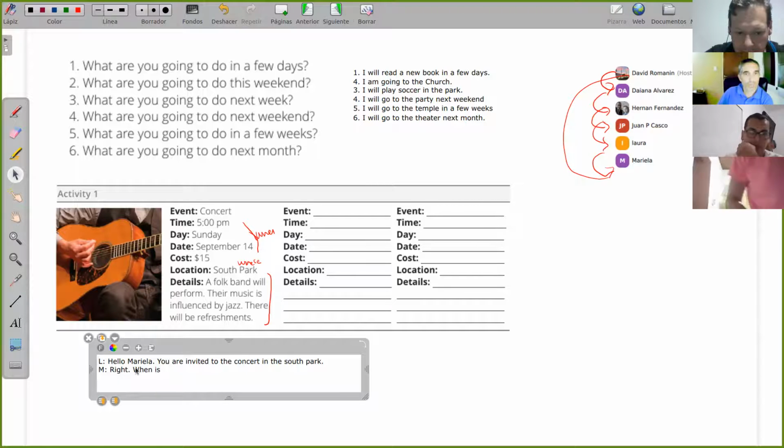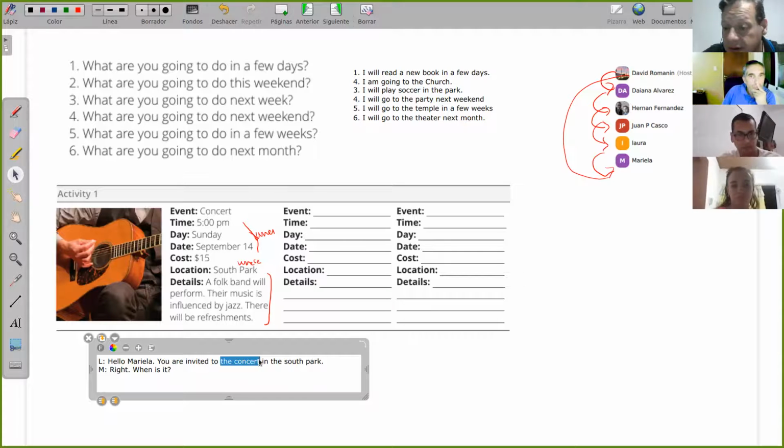Is the time... como para preguntar when is the time? When you are asking about the time, you say "when." Okay. And they say "when is the day of the concert?" Or you can ask "when is it?" Because you know that you're talking about the concert. Also okay.